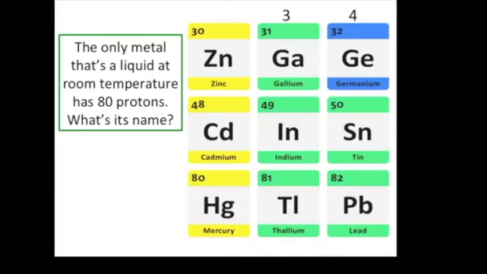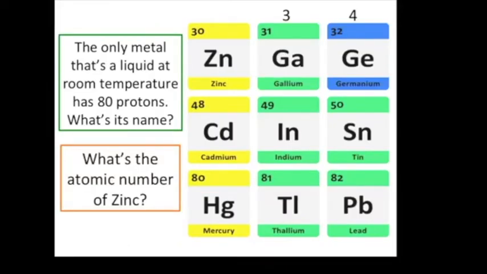And just 2 more questions for you then. Just trying to phrase it all different ways. The only metal that is a liquid at room temperature has 80 protons. What's its name? And what is the atomic number of zinc?